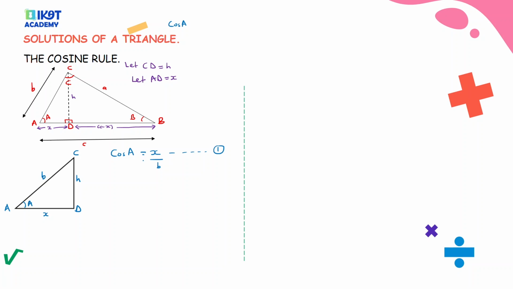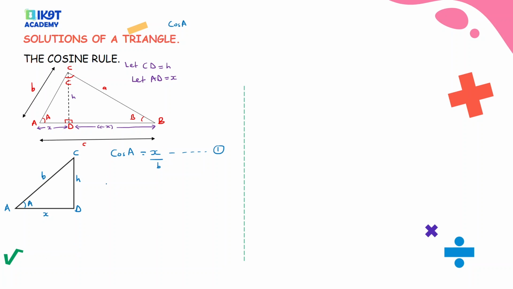Now, when you look at the big triangle here, we have A, B, C. We don't have x. So we have to find a way of eliminating this x. I don't know if it's making sense. We have to eliminate this x because when we are looking at solutions of a triangle, we want to solve the triangle. But the regular triangle has sides a, b, and c. So x is not included in the sides.